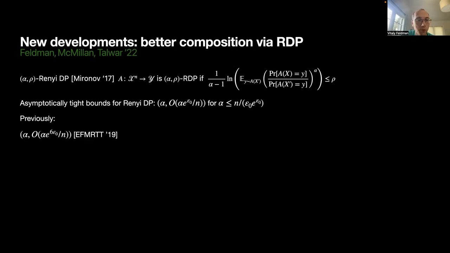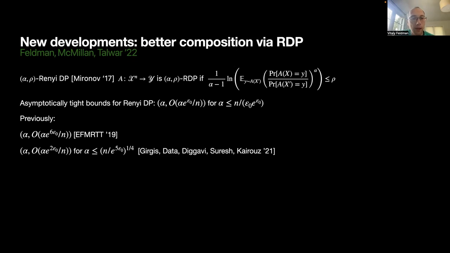Let me just briefly compare it with what was previously known. That first general result also gives a bound for Renyi differential privacy of alpha times e to the 6 epsilon 0 divided by n. So it's worse by a factor of 6 in the exponent, and it has been improved by Gerges and others to e to the 2 epsilon divided by n, using in part our new cloning techniques, and in part some explicit computations of Renyi differential privacy. Again, it's not asymptotically tight, and it also only applies for a relatively small range of alpha that is again stated there in the condition.